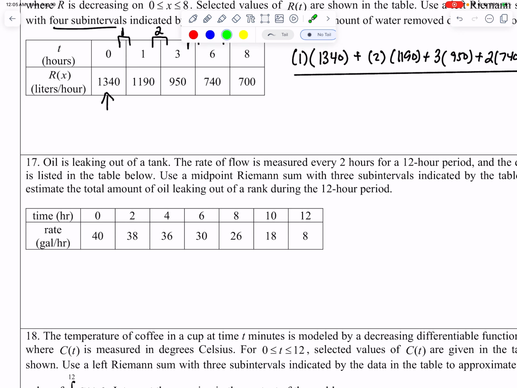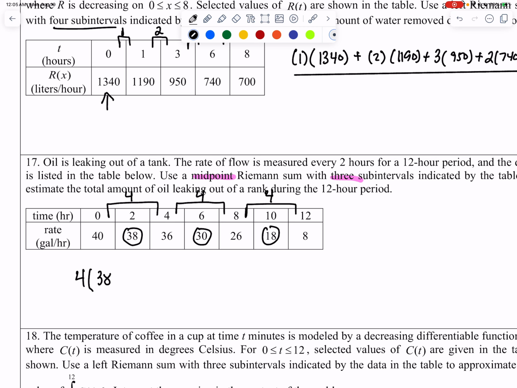All right, so same thing with number 17 here. We're using a midpoint Riemann sum using 3 subintervals. So I have 0 to 4, 4 to 8, and then 8 to 12. Notice how my subintervals are always the same. It's going to be 4, 4, 4, so that's good. And then because I'm using a midpoint Riemann sum, I'm going to have 38, 30, and 18. We're just going to leave it like that and call it a day.